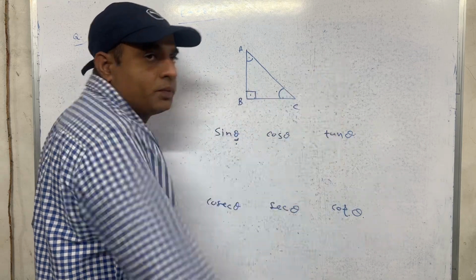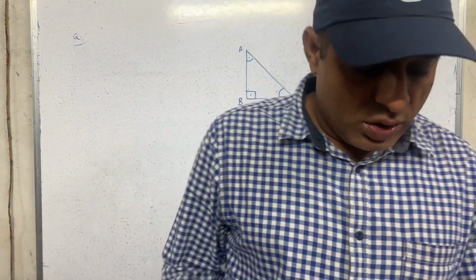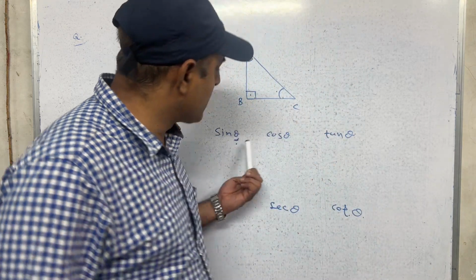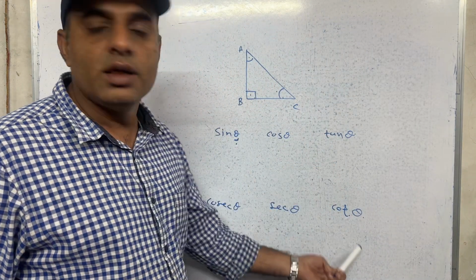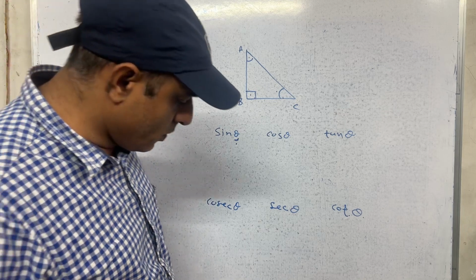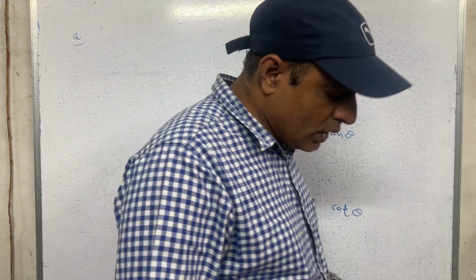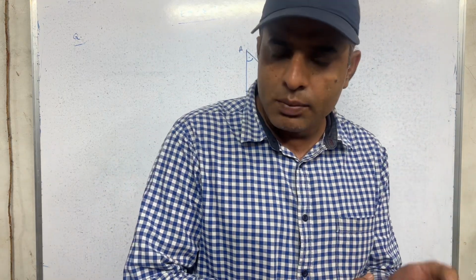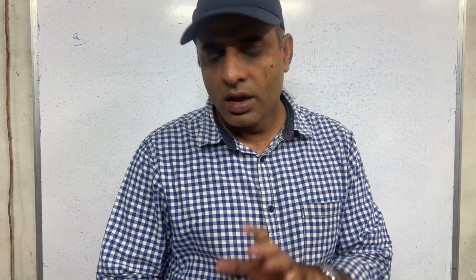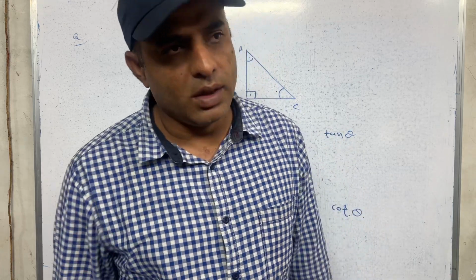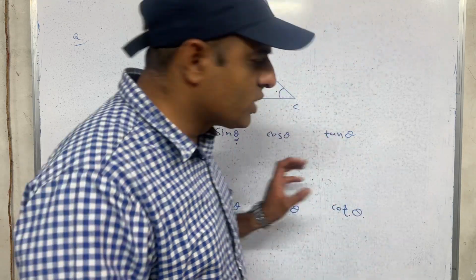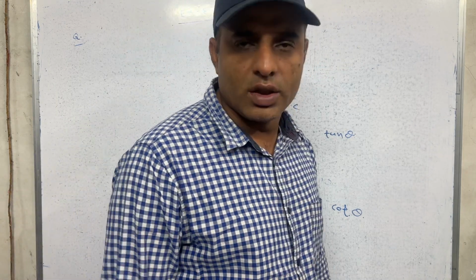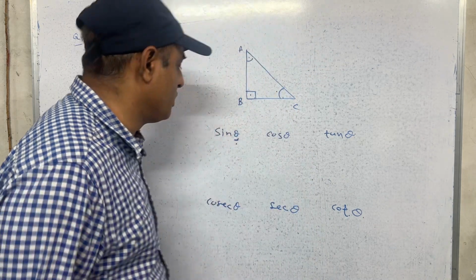One more thing, I will teach you how to remember the formula of sine, cos, tan, cosec, sec and cot. Actually, sine theta is opposite by hypo. Cos theta is adjacent by hypo. Tan theta is opposite by adjacent. But I will teach you how to remember it. Initially you use this trick. Later on you will understand it and remember it yourself, when you practice enough.